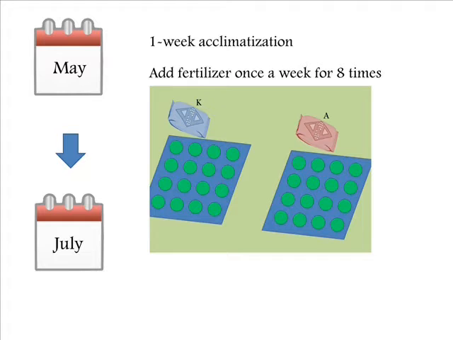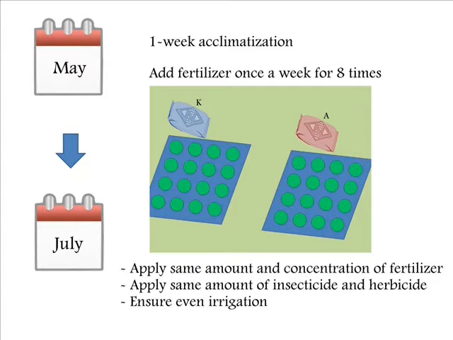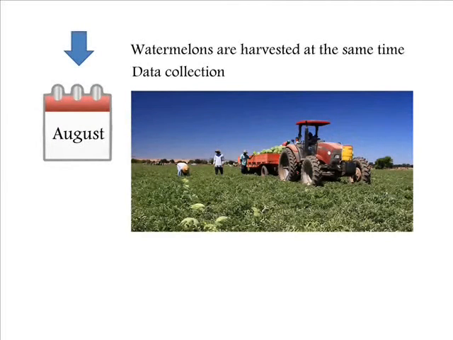This is done once a week for 2 months, and throughout the process, we need to give the same amount of insecticide, herbicide, and irrigation to all the plots. At the end of the growing season, sample watermelons are harvested at the same time for fair comparisons.